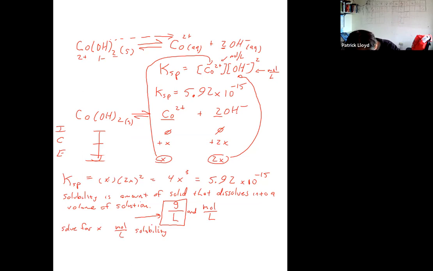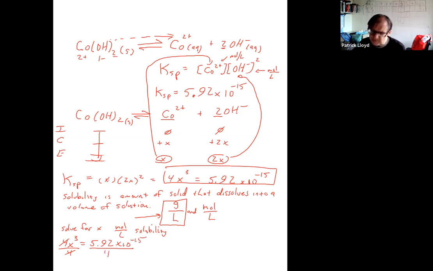So let's go through here. How do we solve for X? Well, let's go through the algebra. First step, divide by 4, because 4 divided by 4 is 1. Now we've got X cubed equals 5.92 times 10 to the minus 15 divided by 4. Remember, we have to divide both sides by 4. Let me write that out: 5.92 divided by 4 is 1.48. So this is 1.48 times 10 to the minus 15, and that's equal to X cubed.